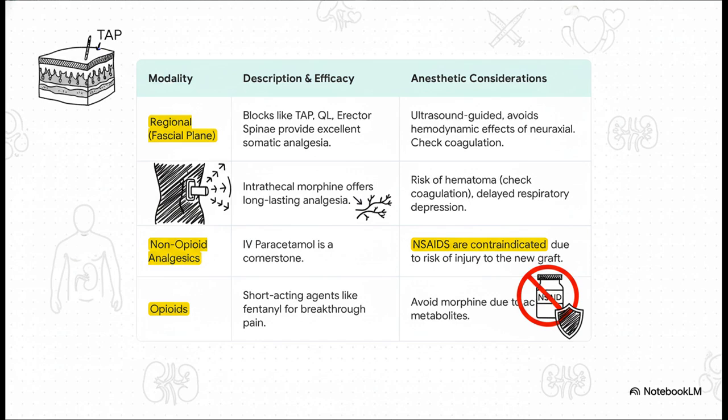Second, look at the top line: regional anesthesia. Fascial plane blocks, like the TAP block, have become a cornerstone of our practice. They provide amazing, targeted pain relief for the surgical incision without the risk of hypotension you can get from an epidural and without the systemic side effects of opioids.